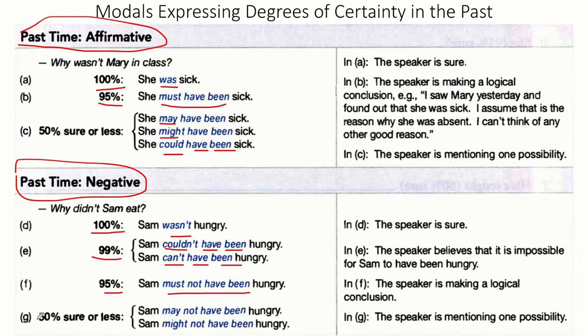Finally, when we are 50% sure or less, we use the modal may, and also the modal might, and in this case we follow it with the negation, then the auxiliary have, and then the past participle of the verb in the sentence. Sam may not have been hungry. Sam might not have been hungry. These are the modals for expressing degrees of certainty in the past affirmative and negative forms.